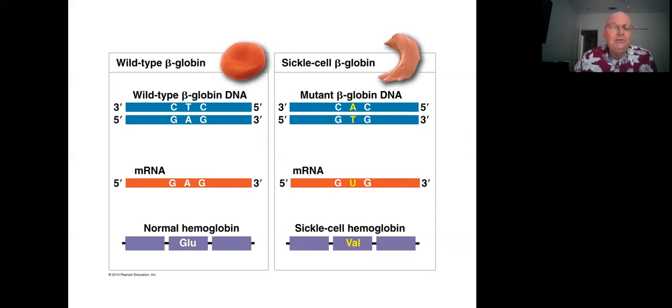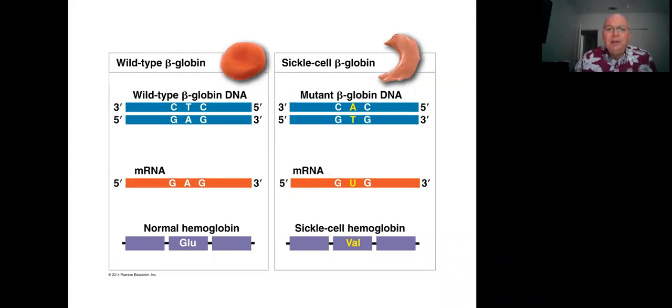The coding sequence, and remember the coding strand or the template strand is the one that reads 3' to 5', is CTC. That gives a codon in the messenger RNA of GAG, which in turn codes for the amino acid glutamic acid, one of the acidic amino acids.